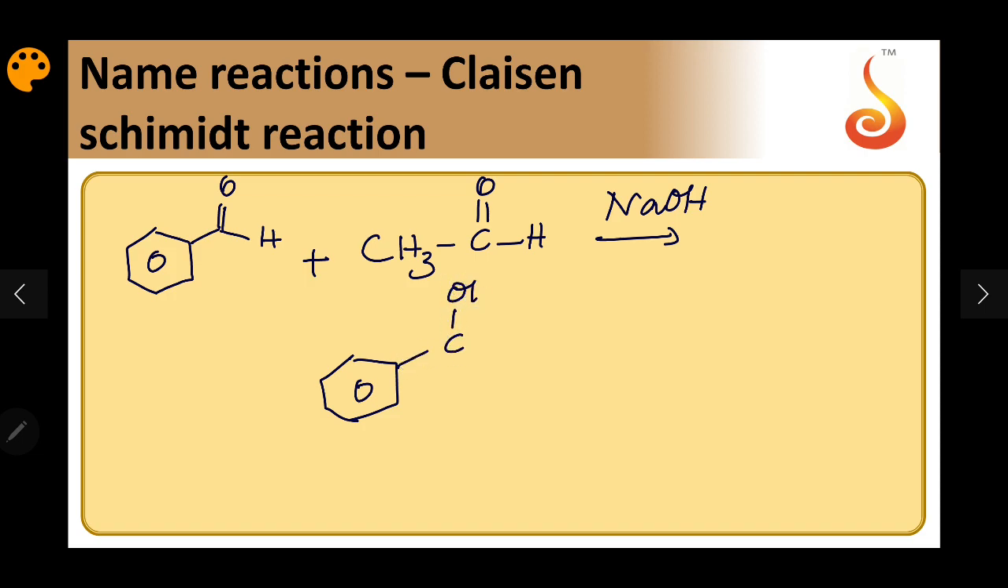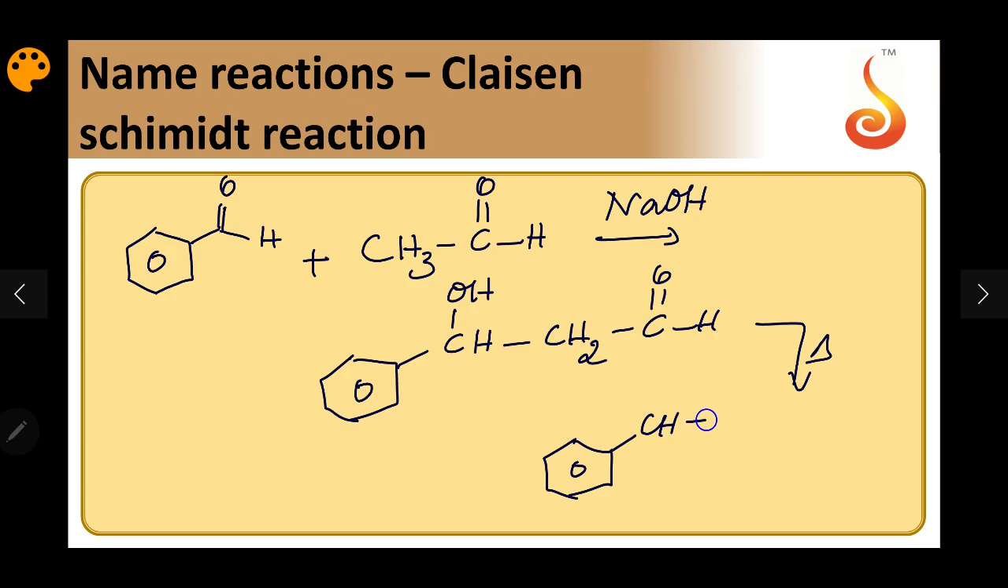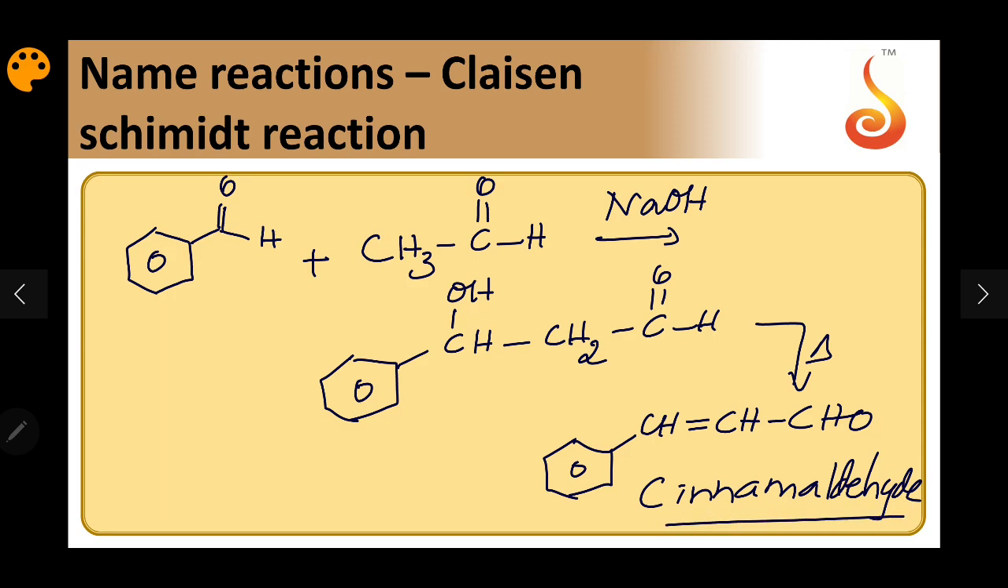This becomes OH, then CH2, CHO. On heating it forms CH double bond CH single bond CHO. This is nothing but cinnamaldehyde. So, Claisen-Schmidt reaction can be used to produce cinnamaldehyde, which is one of the flavoring agents.